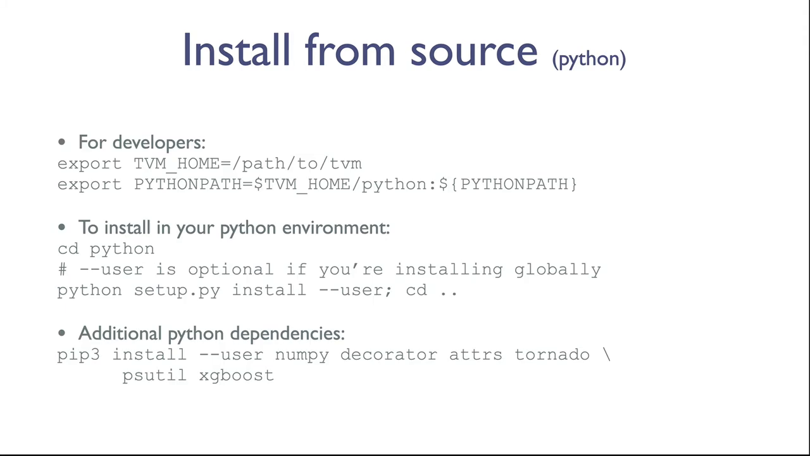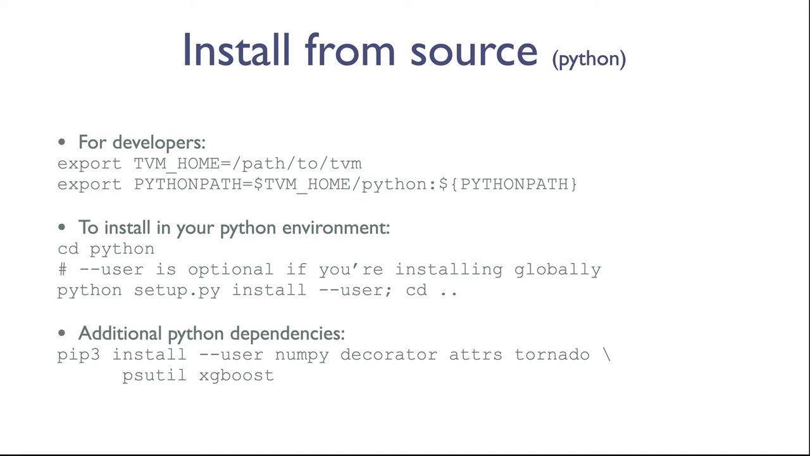And finally, when you're installing from source, you'll also want to enable the Python bindings. So for developers, you can export your TVM home and then add the TVM home to your Python path with the Python subdirectory. This is probably the easiest way for developers to hack on Python, as changes that you make within your Python will immediately be reflected within your Python path.